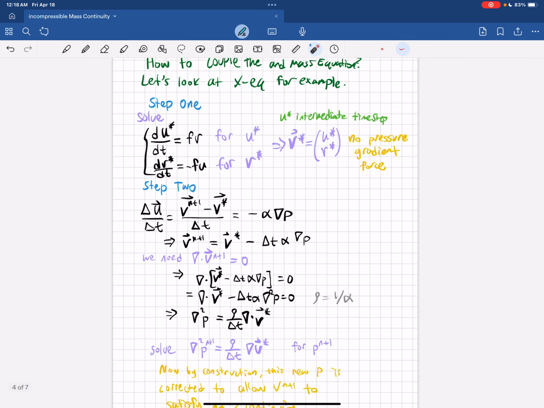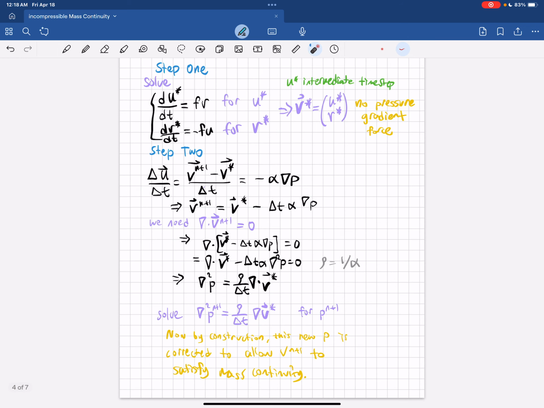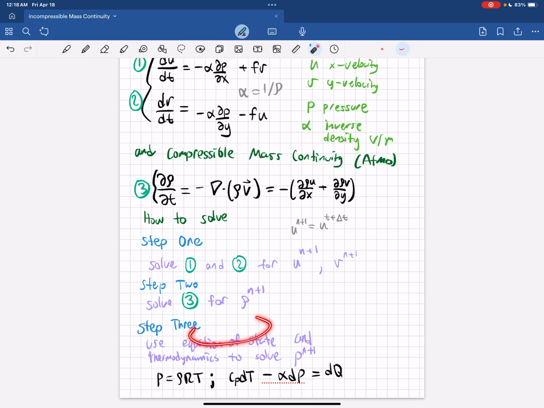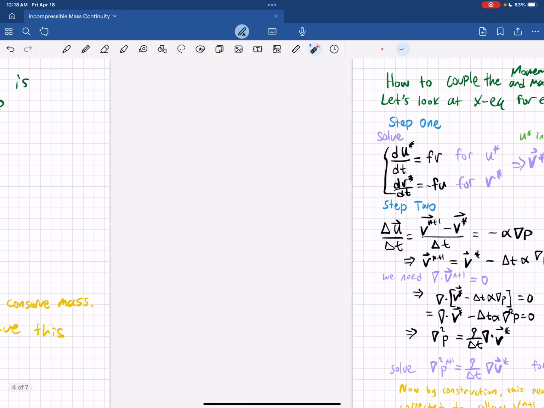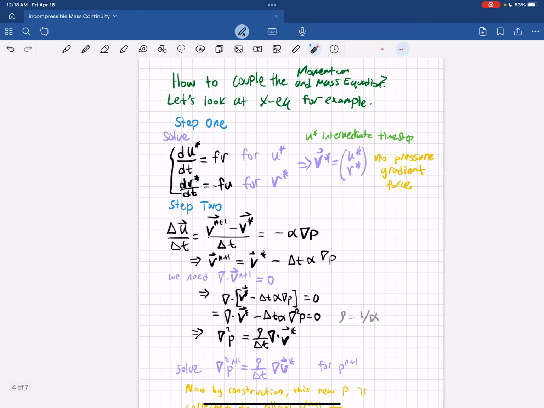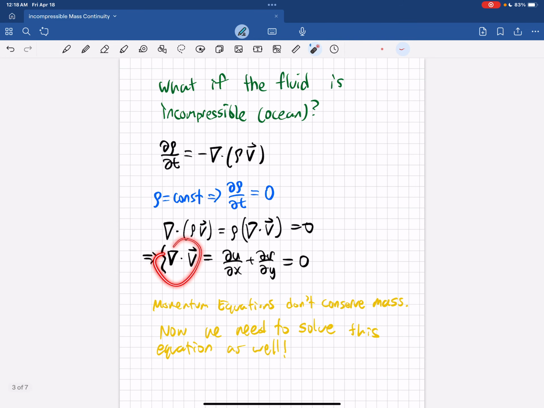So in reality, if we're dealing with a compressible fluid, it's going to be, like I said earlier, to use the equation of state and thermodynamics, and you won't be able to do this kind of coupling. There's multiple problems in that case, because first of all, you can't get this kind of equation because rho is not constant and this term is still there.